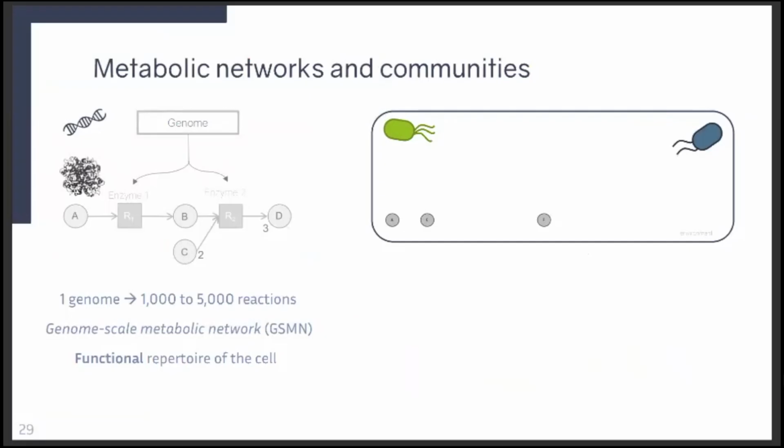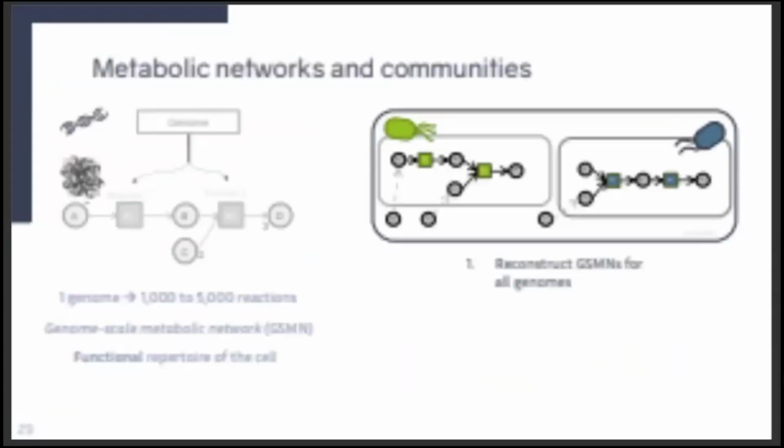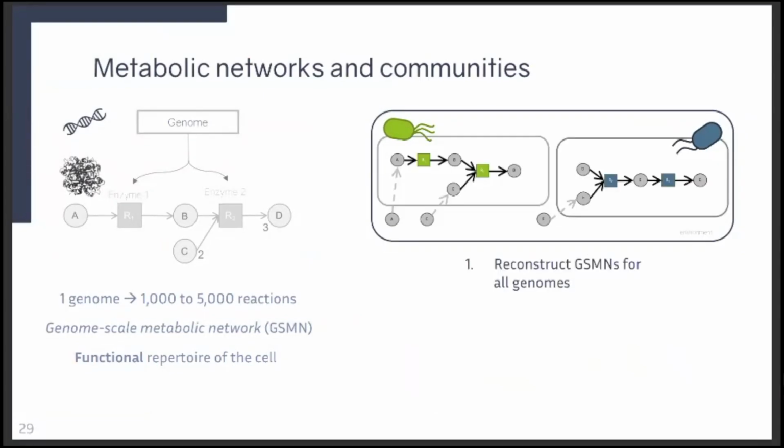So I will now go back to communities of metabolic networks. I start with a very simple community here of 2 bacteria, a green one and a blue one, that live in an environment that has 3 metabolites. What we want to do is to reconstruct metabolic networks for all genomes.